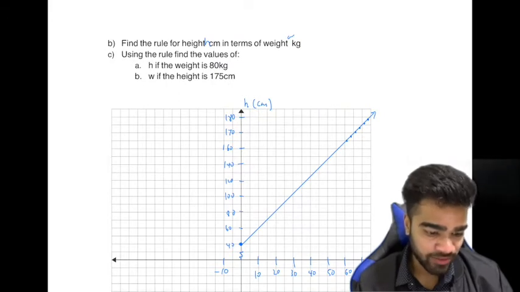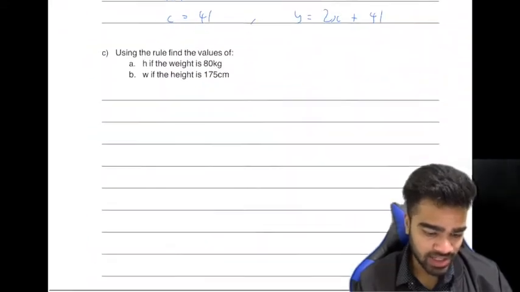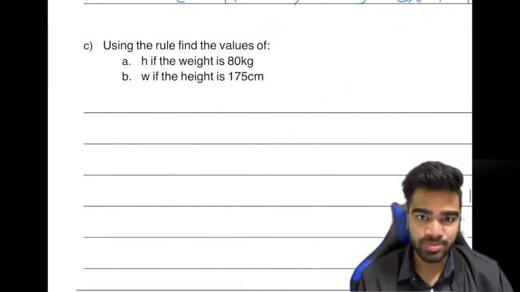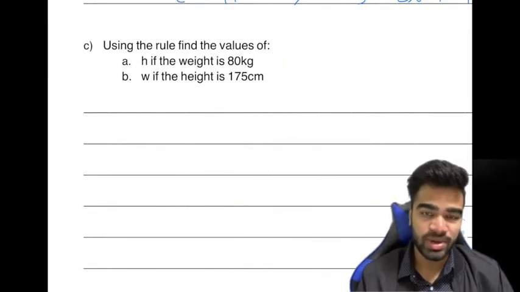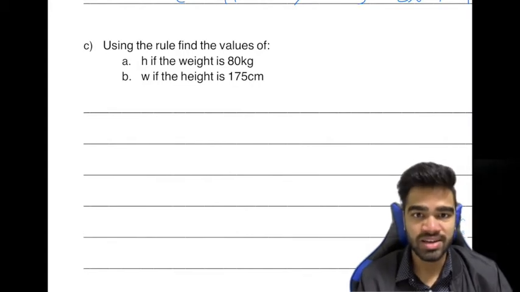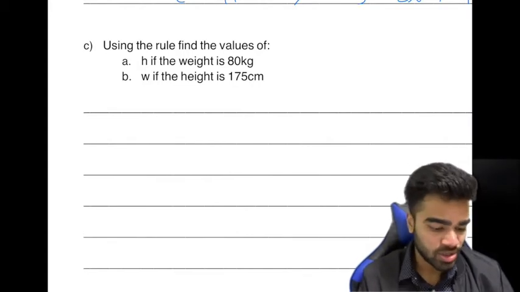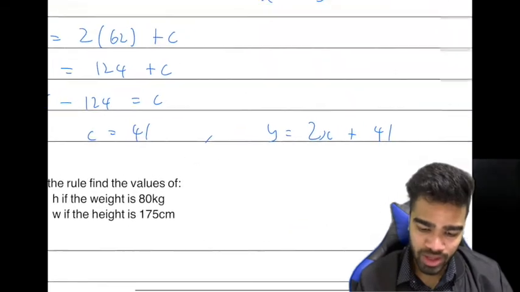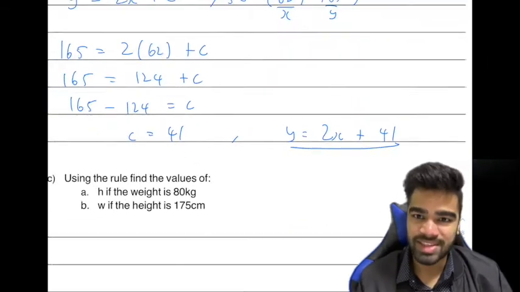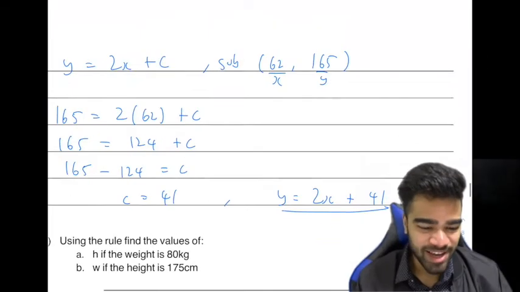Part C is saying find the rule to find the values of h if the weight is 80 kilograms. So find the height pretty much if another person in this class weighs 80 kilograms. So what's our rule? It's not y and x, actually. I made a mistake, and I just realized.